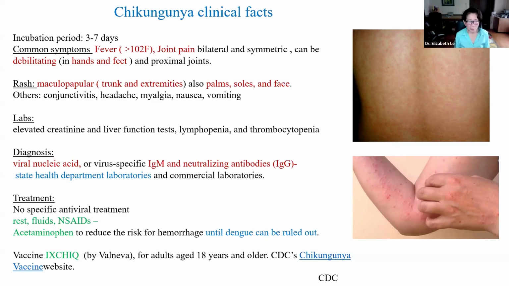And the treatment: there's no specific antiviral treatment for chikungunya. So basically rest, fluids, and NSAIDs like ibuprofen, Advil, Aleve, or acetaminophen. Usually acetaminophen is used as first-line therapy to reduce the risk of hemorrhage until dengue can be ruled out. And nowadays there are vaccines for chikungunya. If you go on the CDC chikungunya vaccine website, there are at least 2 vaccines now available for adults aged 18 years and older. Next slide.